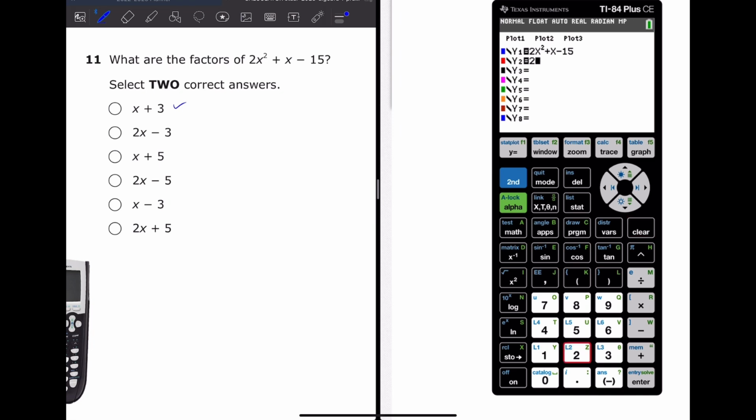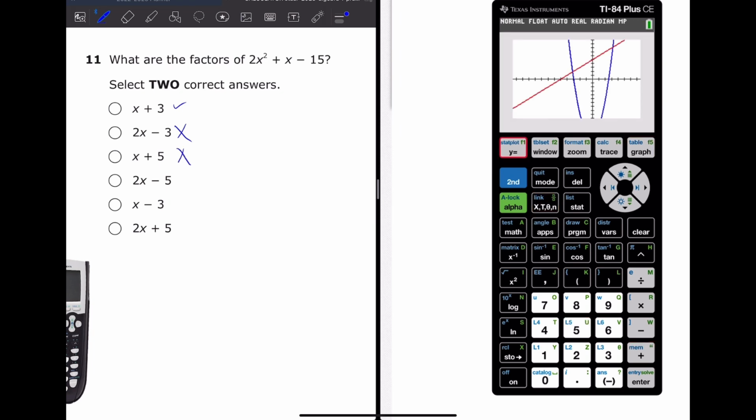It's asking for 2 correct answers. Does not cross at the 0, so no. Nope. Looks like a good one.